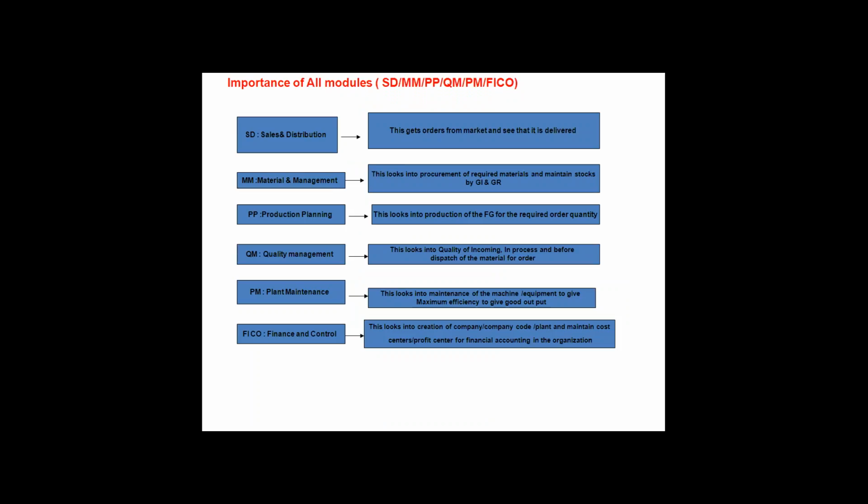Production planning people look into production of the required order quantity. Quality management looks into quality of incoming, in process and before dispatch of the material for the order. Plant maintenance looks into maintenance of the machine equipment to give maximum efficiency and good output, meaning you will give your equipment preventive maintenance so that it will not break down. Finance and control looks into creation of company code, plant, and maintains cost centers and profit centers for financial accounting in the organization. So this is just a brief introduction about all the modules.